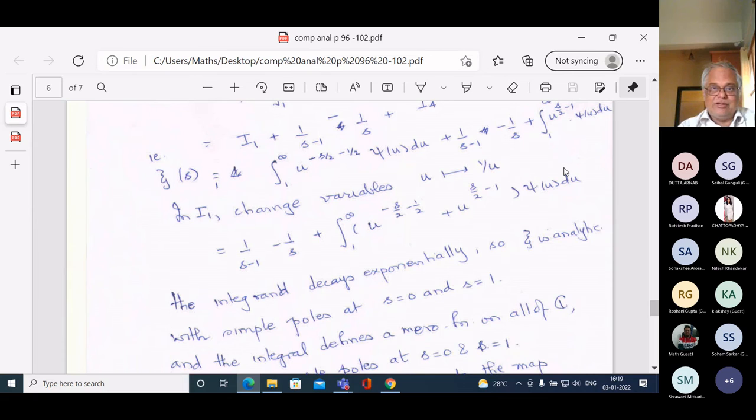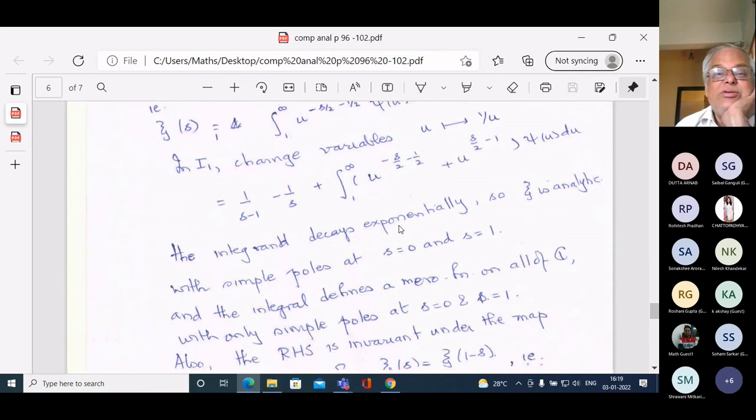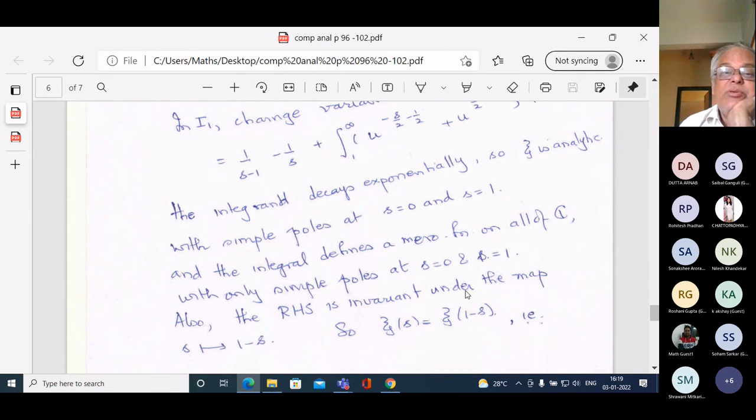Now just stare at that integral on the right-hand side. It is uniformly convergent for any bounded region of s. The integral decays exponentially. So psi is analytic with simple poles at s equal to 0 and s equal to 1. The right-hand side, I shouldn't say the integral, I should say the right-hand side defines a meromorphic function for all s, with only simple poles.